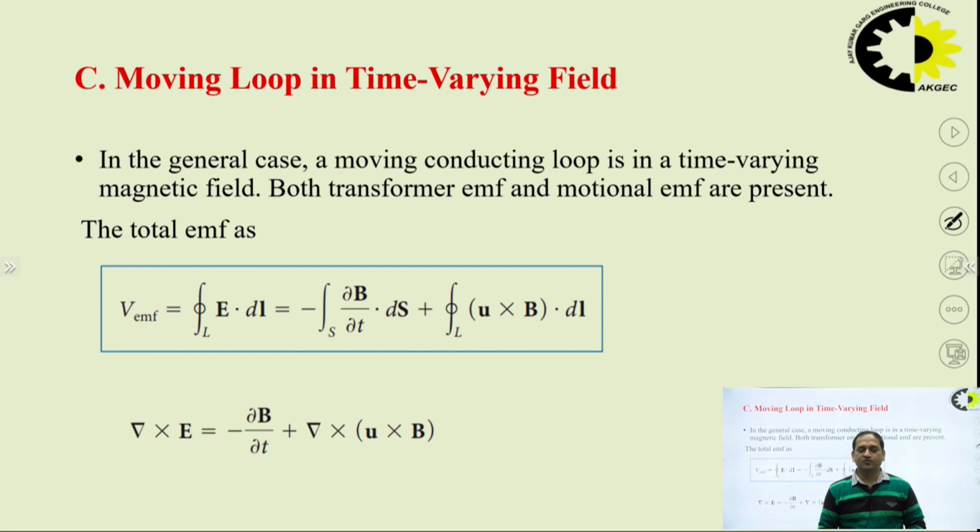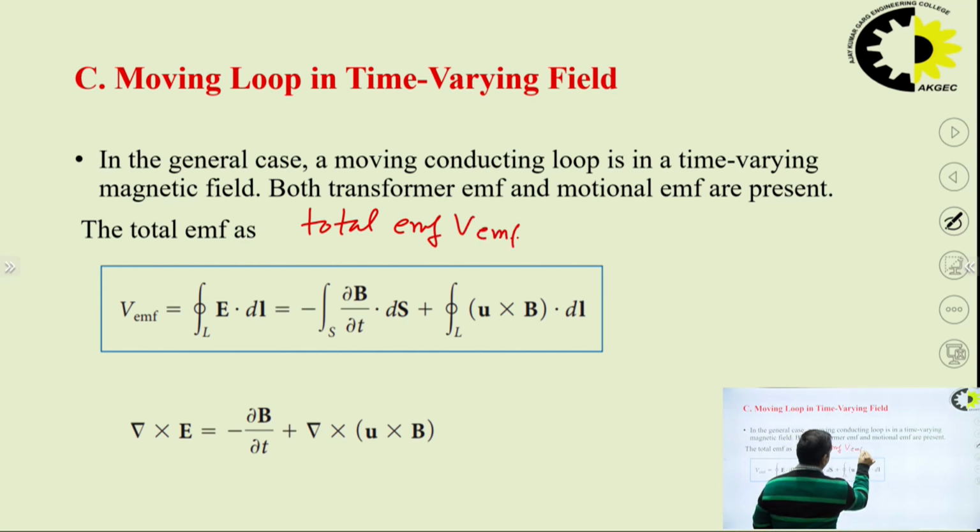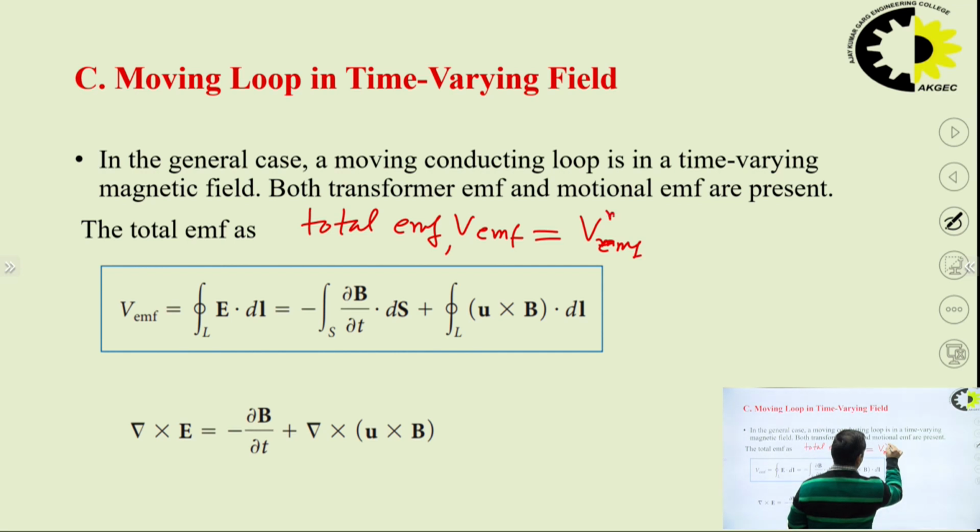Third case is the moving loop in the time varying B field. So the third case is when the loop is moving and the flux lines, or the magnetic field, is changing with time. So the flux lines are also changing. In this case, as we said, the total EMF, that is V_EMF, will be equal to the motional EMF plus the next EMF, which is your transformer EMF. So both the EMFs will be present in this equation.